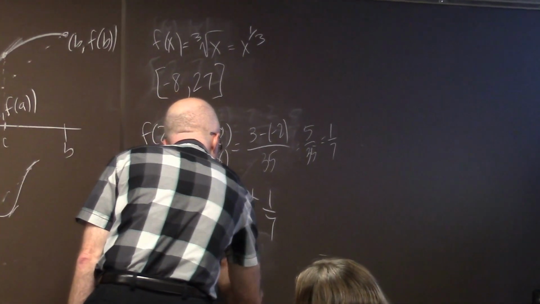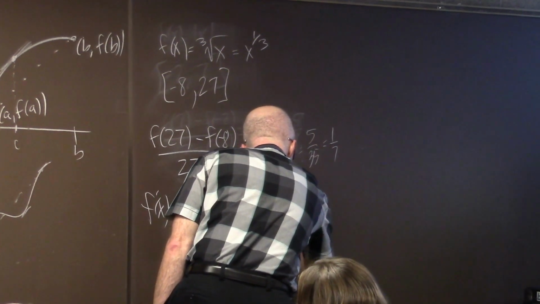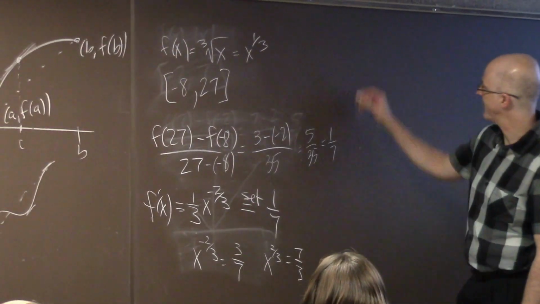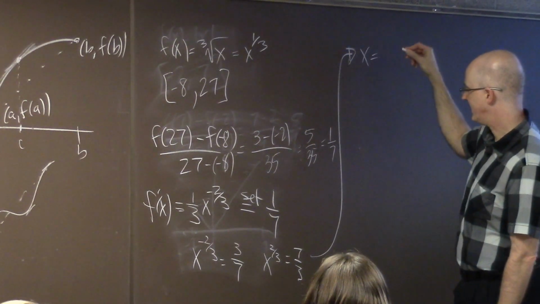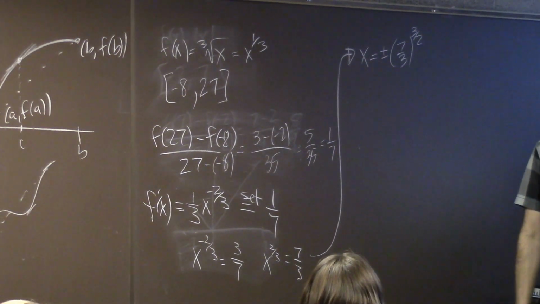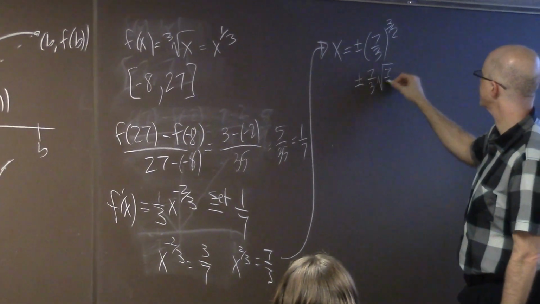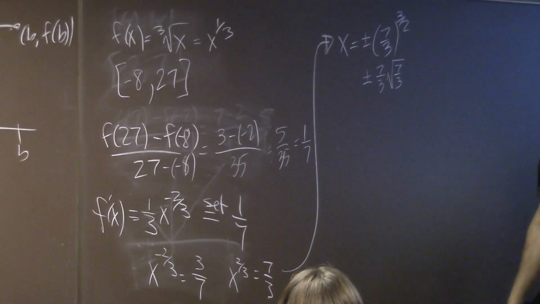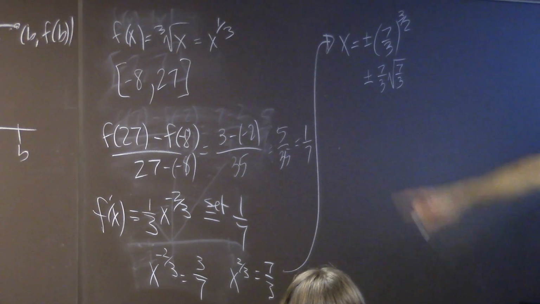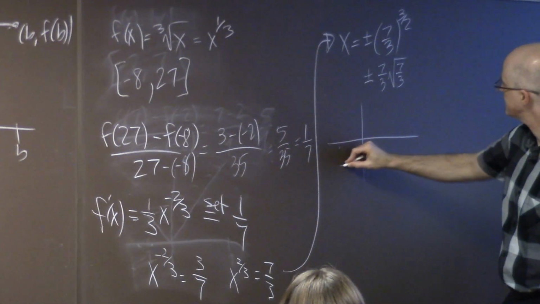Multiply both sides by 3 to get x to the -2/3 is 3/7. Take the reciprocal of both sides, x to the +2/3 is 7/3. Raise both sides to the 3/2 power, and take plus or minus square roots really. Plus or minus 7/3 to the 3/2 power looks like it works. That would be the same as plus or minus 7/3 times the square root of 7/3. You want to double check that those are both between -8 and 27. I'm pretty sure they are. 7/3 is about 2, a little bit bigger than 2. Take the square root. Yeah, definitely both of those are in the interval. If you draw a graph, it seems pretty clear that it's true.